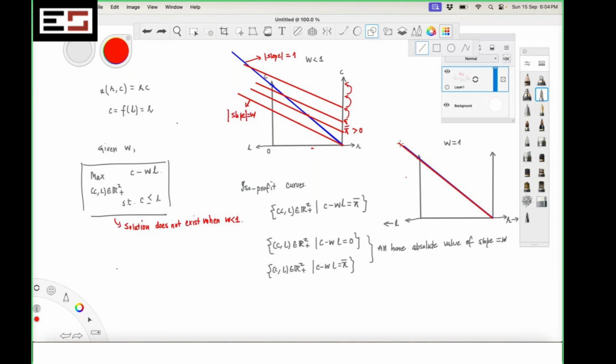By choosing any point on the production function. Okay, so solution does exist in this case. Solution to the profit maximization problem does exist in this case. And what is it? What is the solution? So basically this entire line. Okay, so all these are solutions to the profit maximization problem.